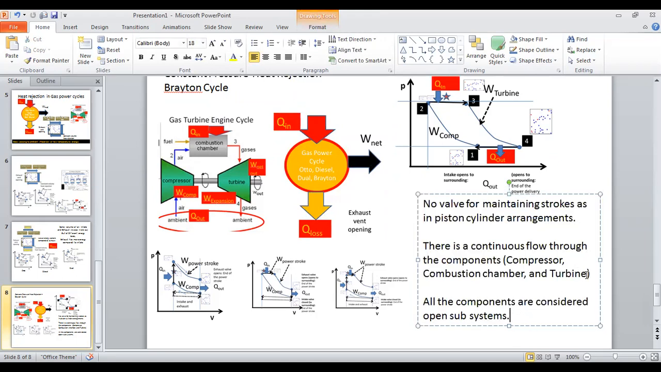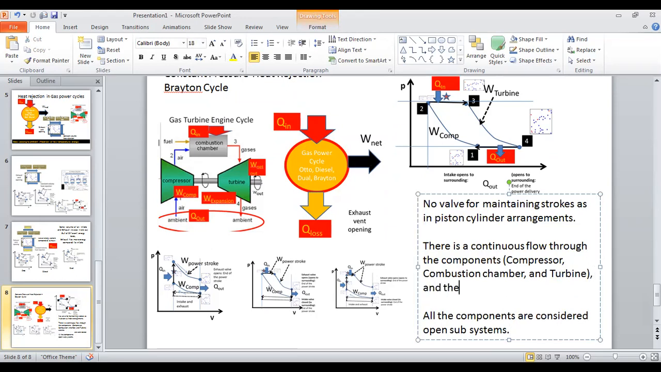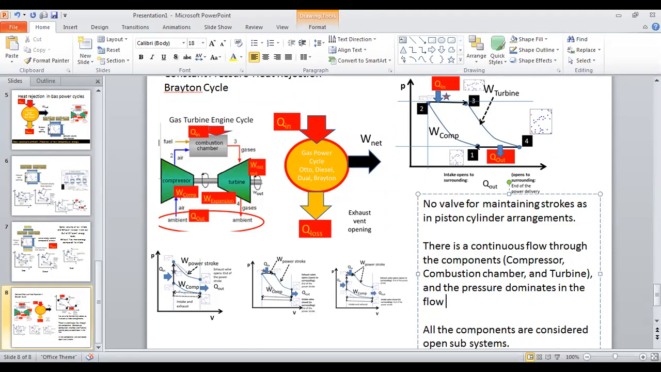Yes. Components. And the pressure dominates in the flow system. The pressure dominates. So I just put this separate here. This is some practical sense. So high pressure, exhaust also high pressure.